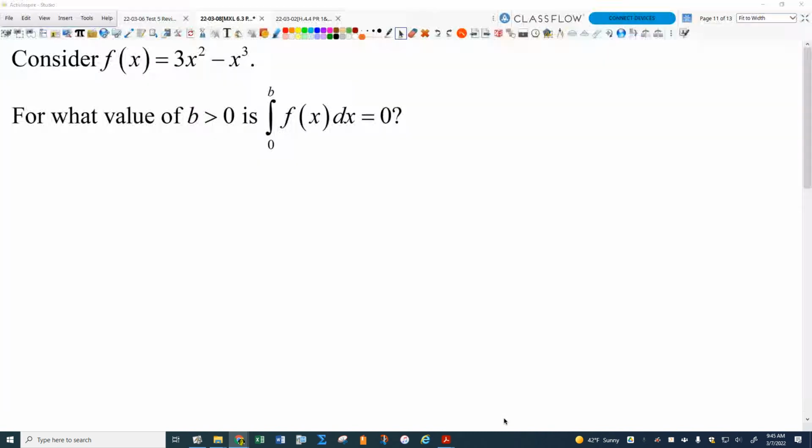So what about something like this? We've got an area function, f of x. We want to know for what positive value of b is the area function equal to 0. Okay? So what do you think? What could we do here?